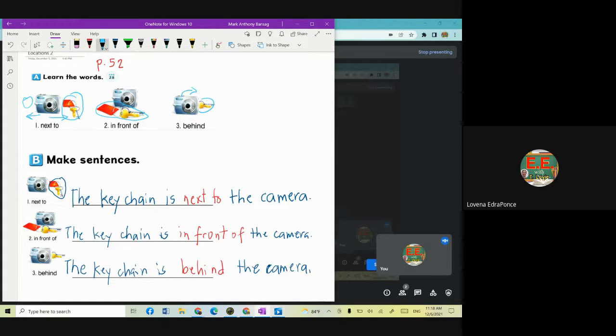How about number two? In number two, the keychain is in front of the camera. And number three, the keychain is behind the camera.